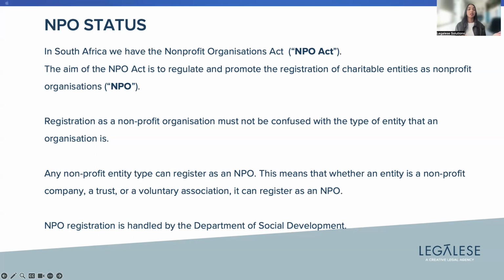So, for example, as we said earlier about tax exemption, you can be registered as a public benefit organization. And with that registration, you can also register as a non-profit organization, and also then be the original entity, which is an NPC, trust, or voluntary association. There might be lots of acronyms, but it doesn't mean they're exclusive, and that's why we wanted to touch on this point now.